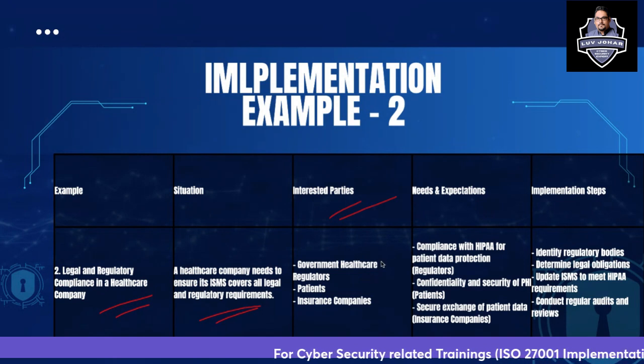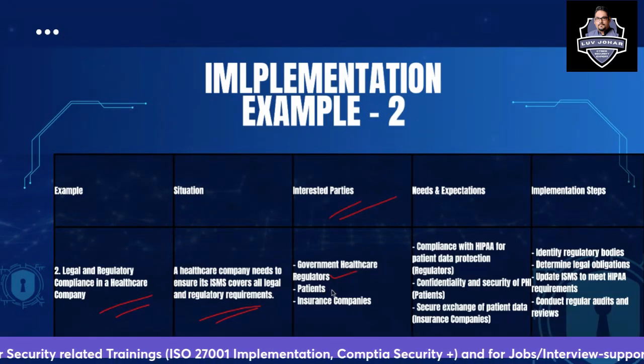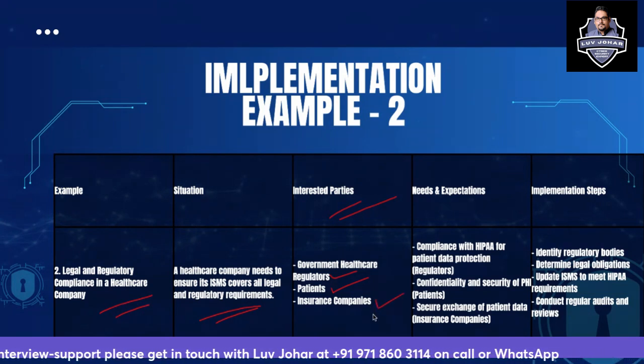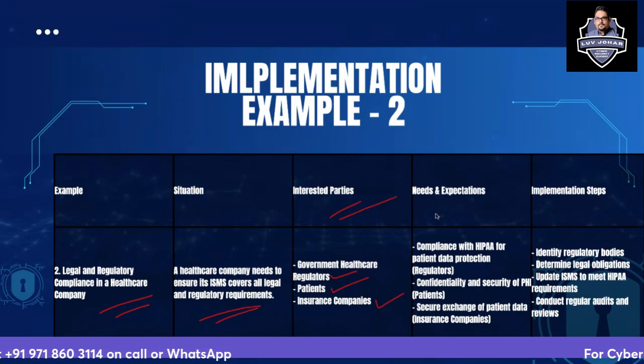Now here we have government healthcare regulators who are responsible for making sure that proper governance is there from a regulatory standpoint, and you have patients also who are having their protected health information in this healthcare company. You have insurance companies also, medical insurance companies, who are providing insurance to the patients here. So these three are the interested parties. Now let us see what the needs and expectations of these interested parties are.